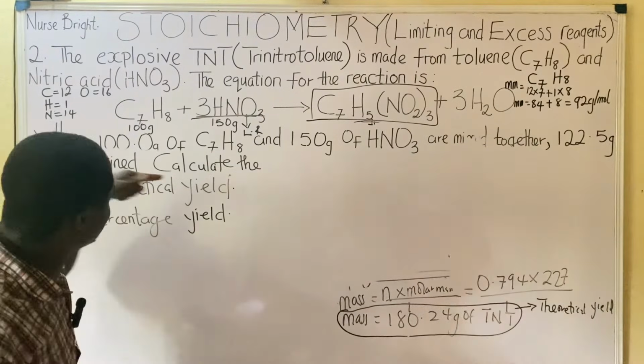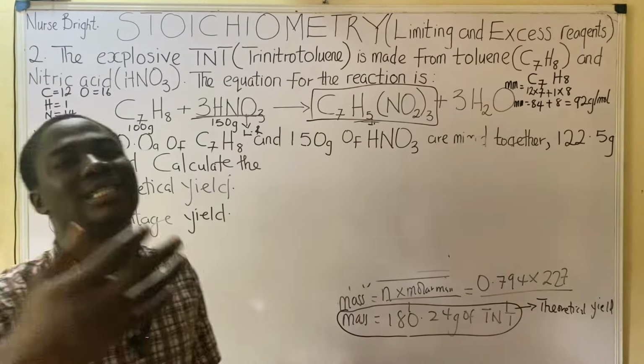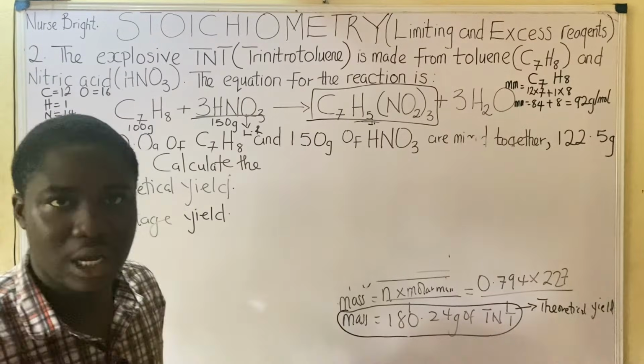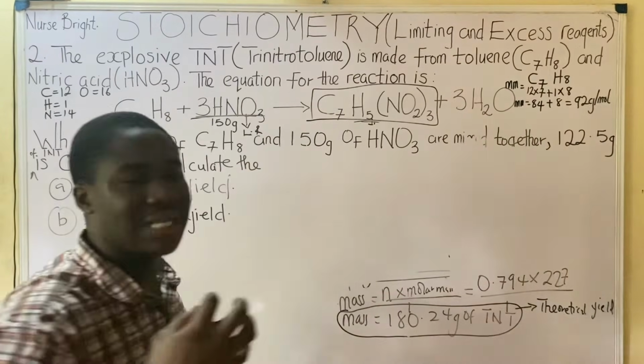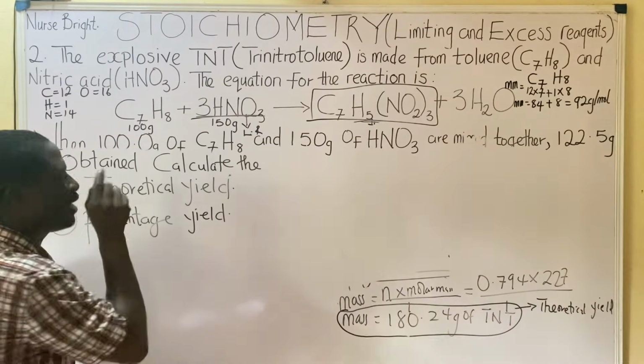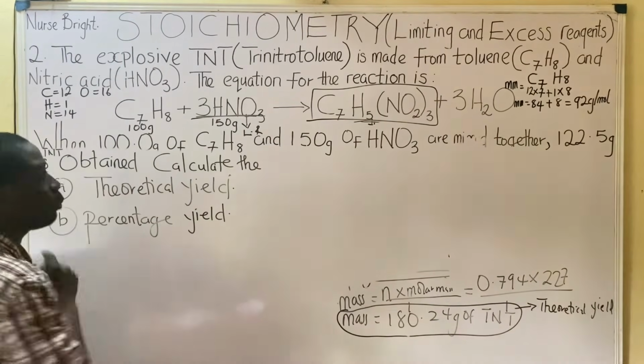But they now ask you to get the theoretical yield. Theoretical yield is like calculated yield. It is what you are calculating for. This is what they got. This is your own theoretical yield. It's like calculated yield. If they ask you to get your theoretical yield, definitely they will ask you to get your percentage yield.